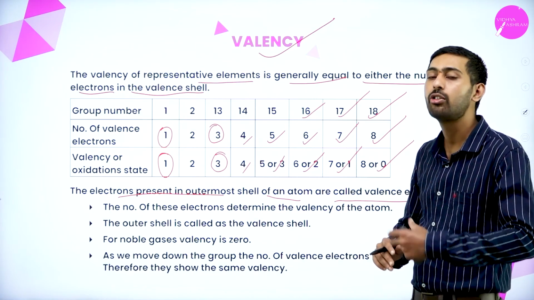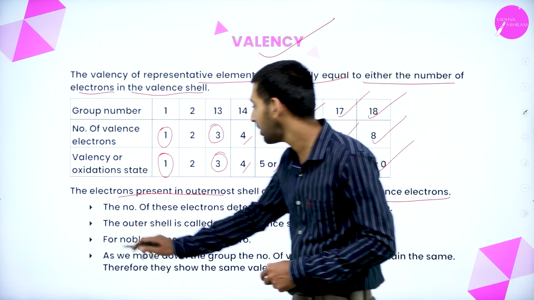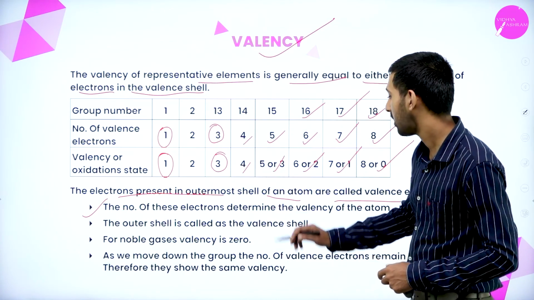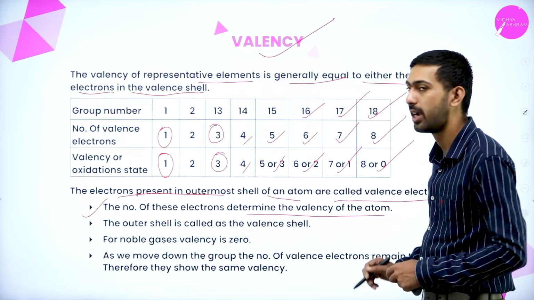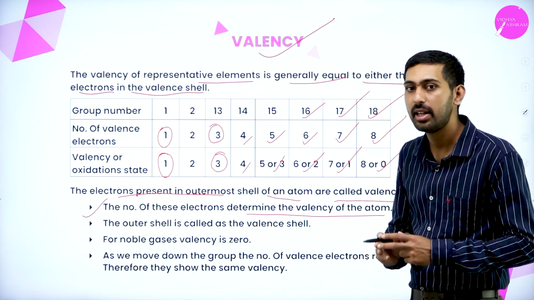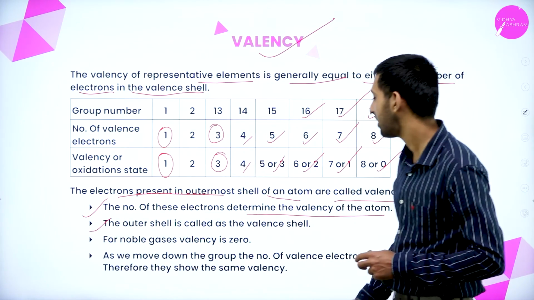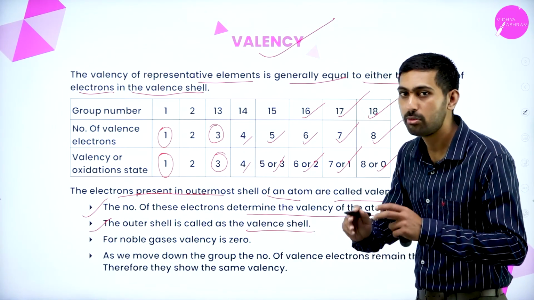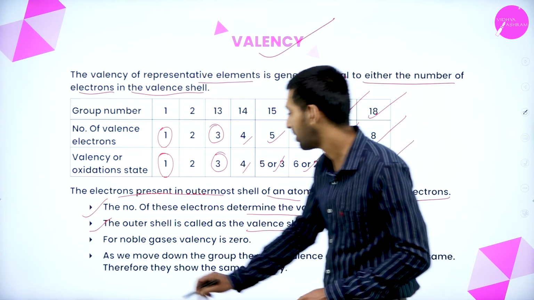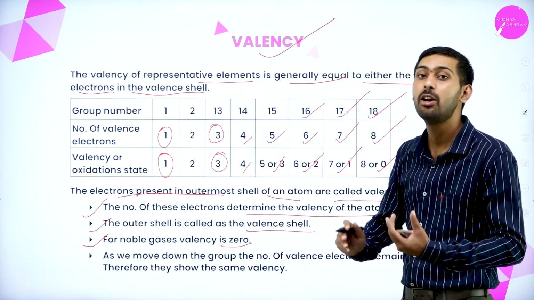Next thing is the electrons present in the outermost shell of an atom are called valence electrons. First thing, the number of these electrons determines the valency of the atom. On that basis we can say that this element has this much valency. Second thing, the outermost shell is called the valence shell. Next, for noble gases valency is 0 because the shell is fully filled.